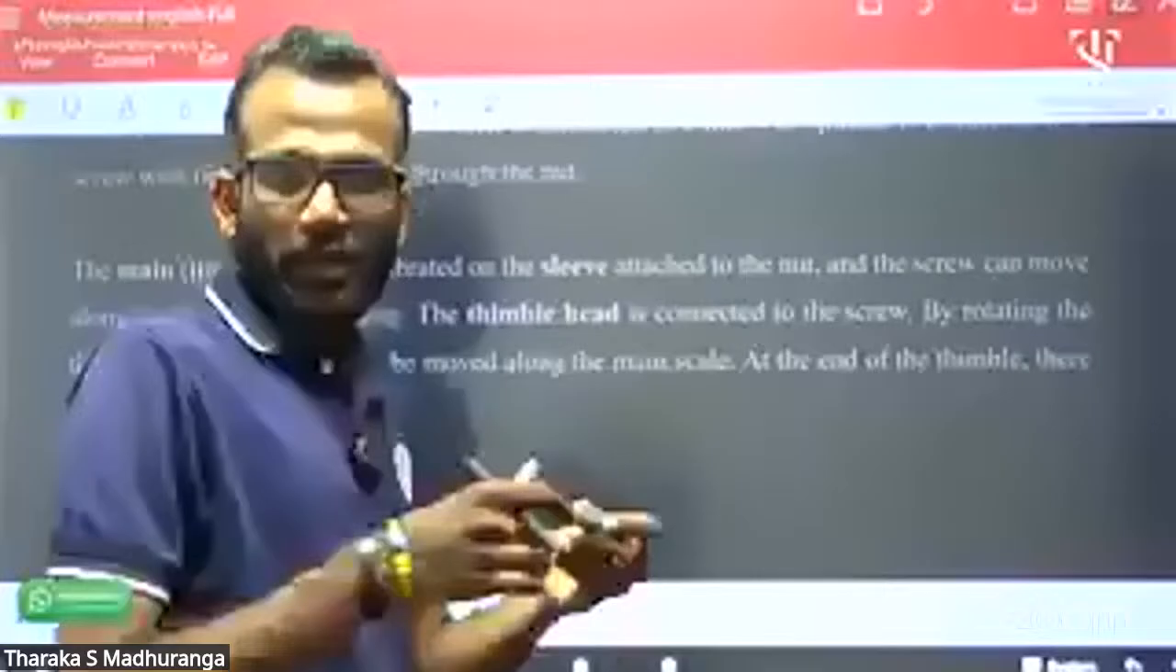And the screw can move along the sleeve. That's very important. The screw can move along the sleeve. What is the meaning of that?